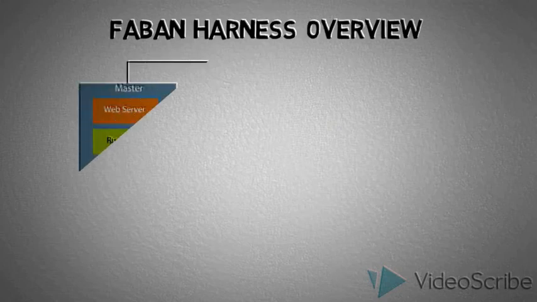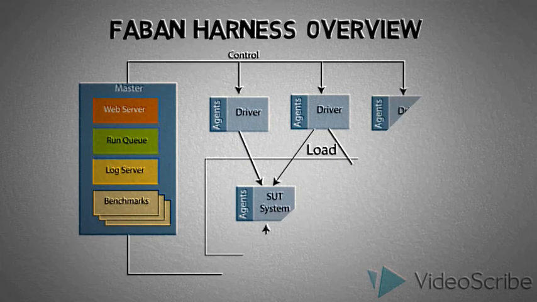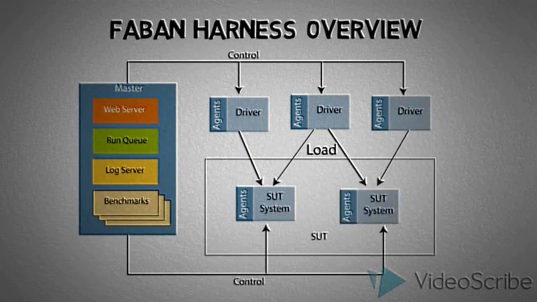The figure illustrates the high-level architecture and components of the Faban harness. Controlling a rig is the master. The master contains a web server which facilitates access through the web interface to the Faban harness. It provides all the user interfaces for submitting, managing runs as well as accessing the run results. The log server receives pseudo-real-time logs from all systems in the rig. The master can also host and execute any number of benchmarks.